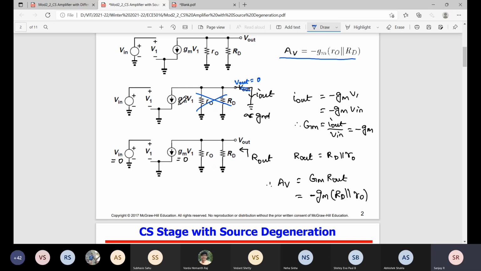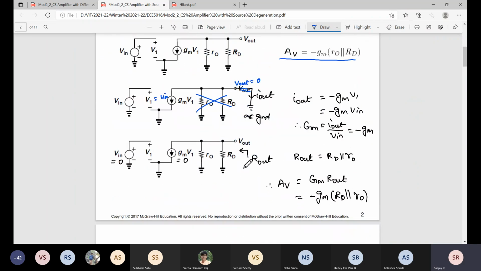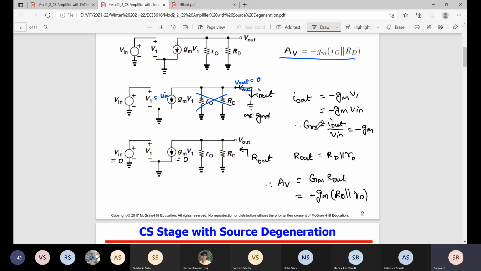Okay, so what is Iout now? Minus Gm into Vin, am I right? Opposite current, minus Gm into Vin. So what is V1? V1 equals Vin. So what do I want to find? I want to find Gm equals Iout by Vin. So what is the effective Gm? Minus Gm. Now you can see effective Gm, the circuit transconductance, has negative polarity. So now whether it is an inverting or non-inverting amplifier, we look at the polarity. It is inverting because Gm comes negative.